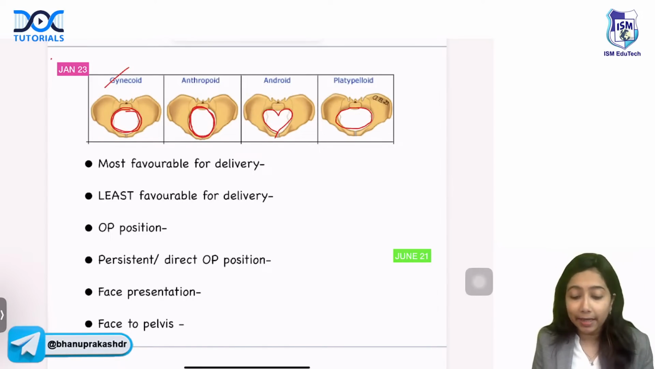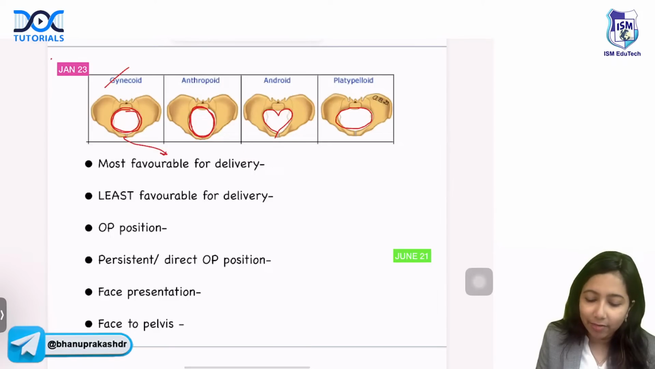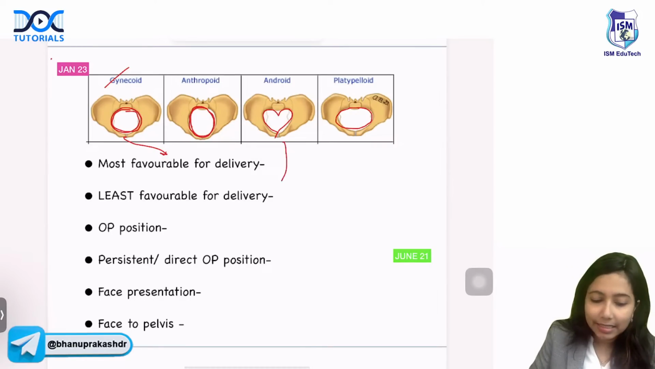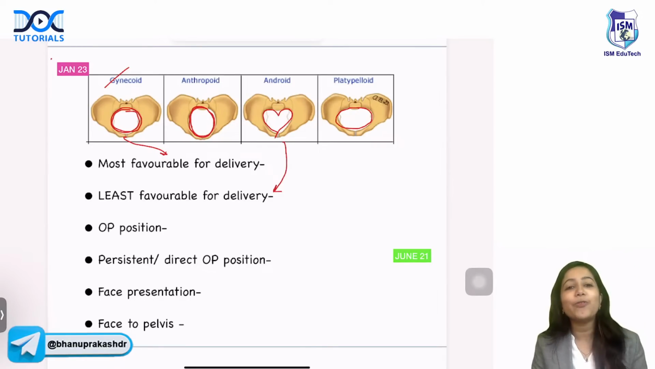The most favorable and the most common one is basically our gynecoid type of pelvis. This android type of pelvis is most commonly seen in males and it is the least favorable type of pelvis.